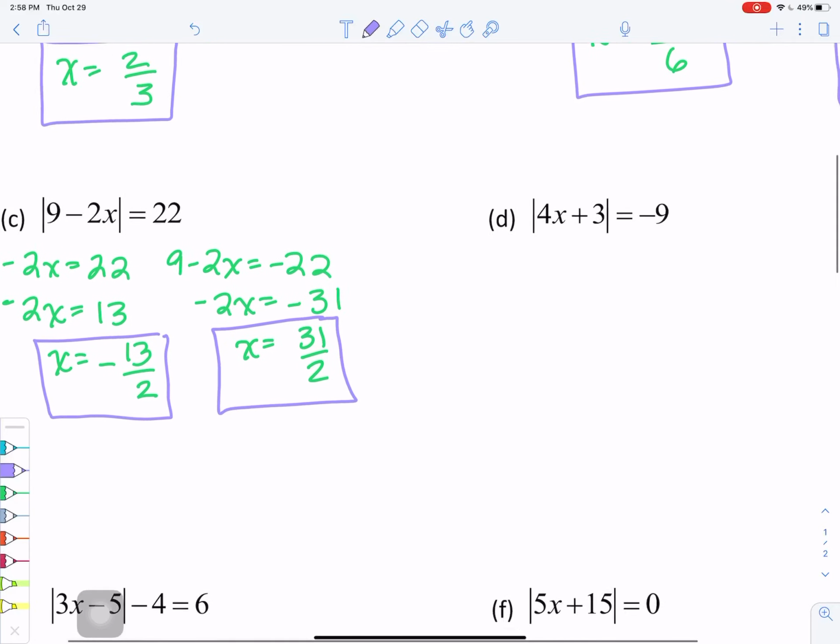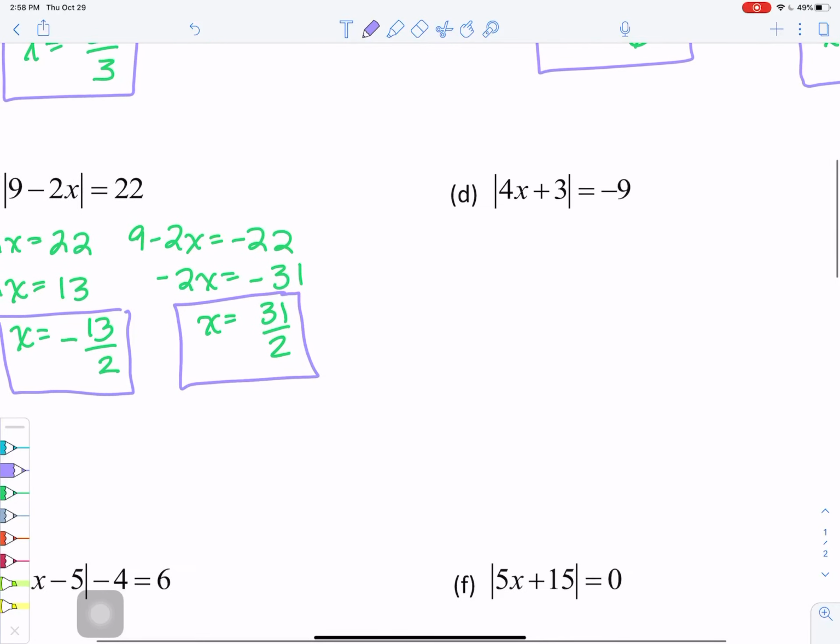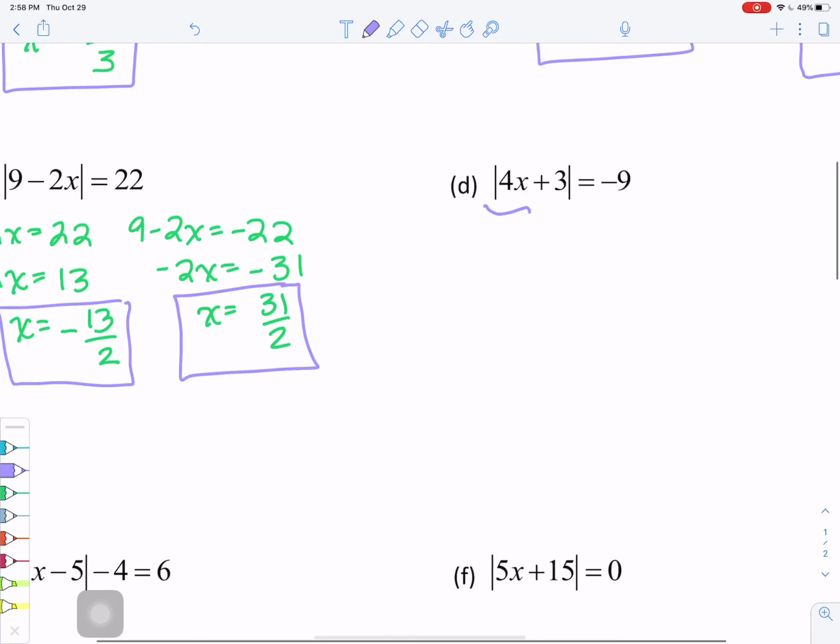Now looking at D, let me ask you something. If you take the absolute value of a number, can you ever get a negative? No, you can never get a negative. So we can just say that's the empty set.